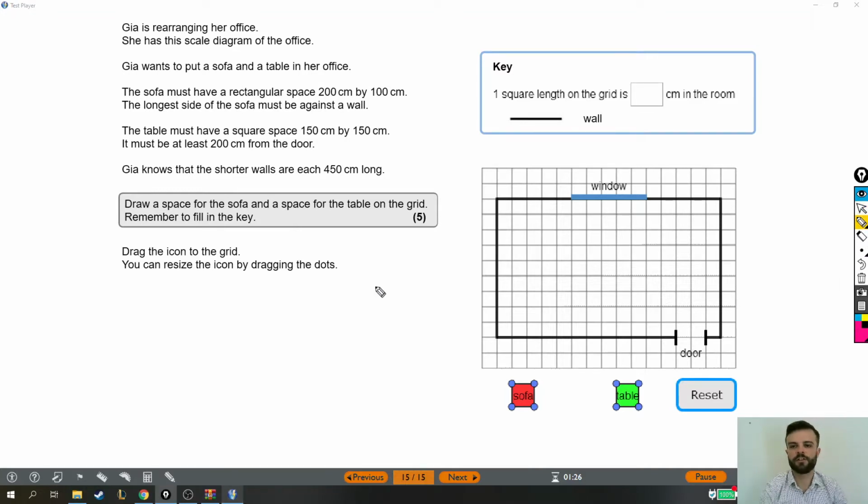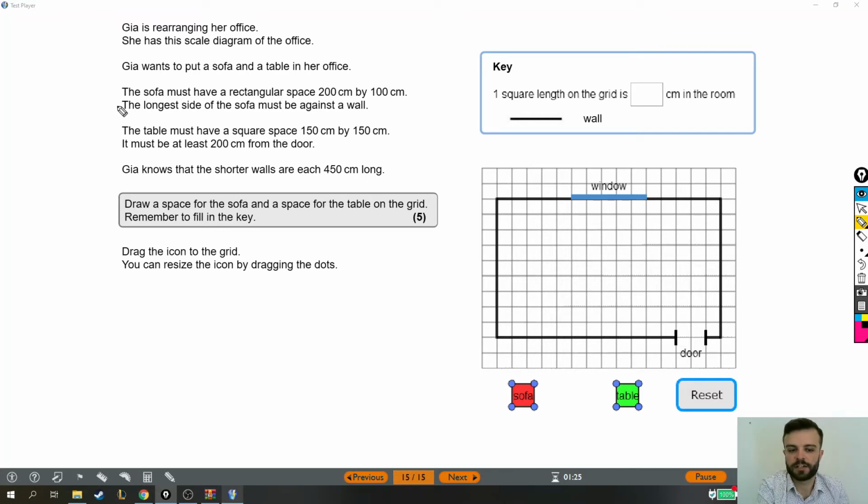Okay, so for this question, we've got a scale drawing and we're going to have to drag these icons onto the grid. But let's give it a read through first. Gia is rearranging her office. She has this scale diagram of the office. Gia wants to put a sofa and a table in her office.